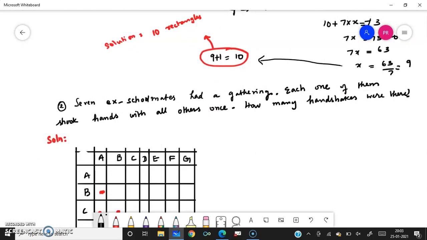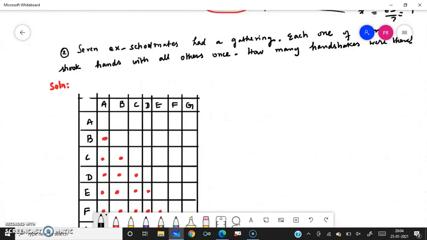7 ex-schoolmates had a gathering. Each one of them shook hands with all other ones. How many handshakes were there? Here in this example, you can see this is known as the handshaking theorem. There is handshaking theorem that you will be studying in graph theory.